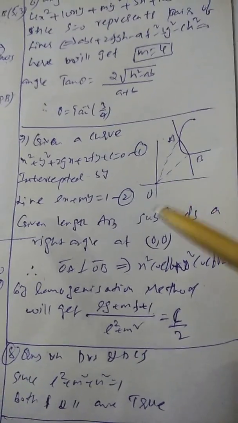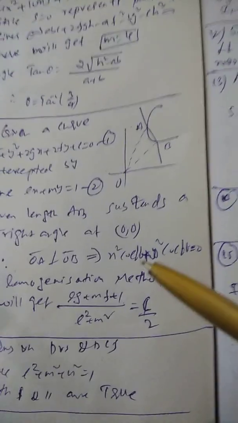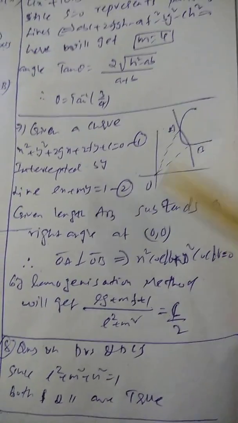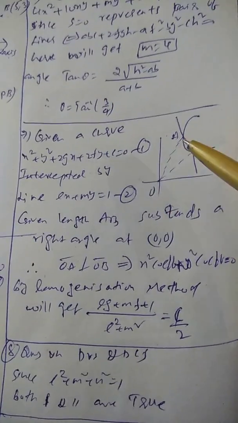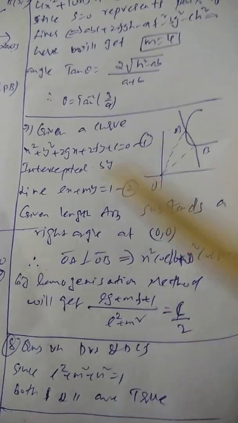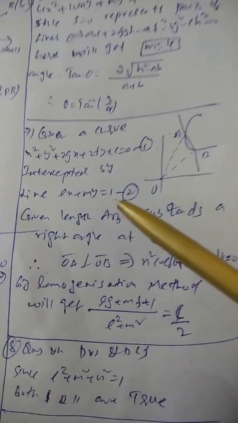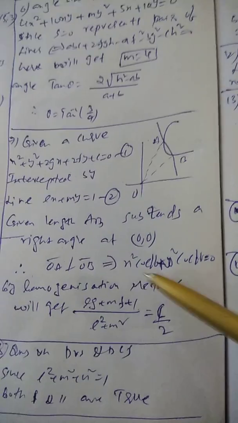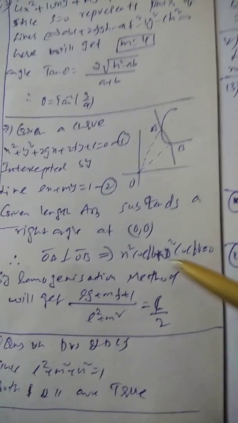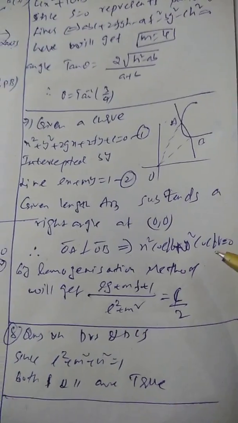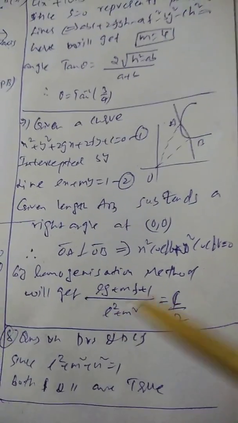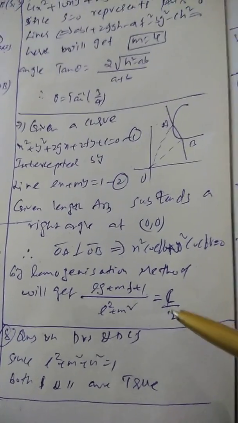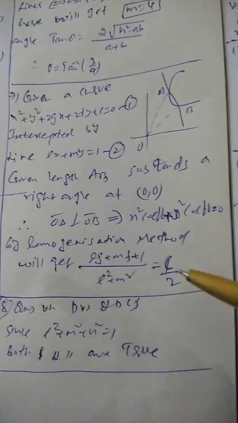Since OA bar and OB bar are perpendicular, we know that the x square coefficient plus the y square coefficient equals 0 in the equation of the pair of lines OA bar and OB bar. We'll get the pair of lines OA bar and OB bar by homogenization of the curve with the help of the straight line. So after homogenization, compare the equations, then find the x square coefficient and y square coefficient. The x square coefficient plus the y square coefficient equals 0. We'll get our required condition. The question asks for the value of Lg plus Mf plus 1 by L square plus M square, that is C by 2. We'll get C by 2 as the answer.